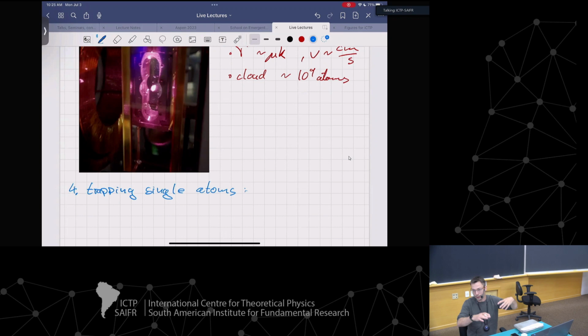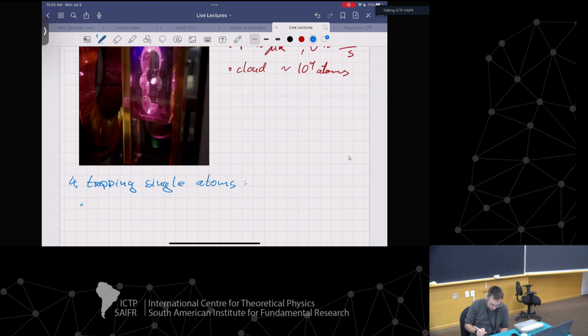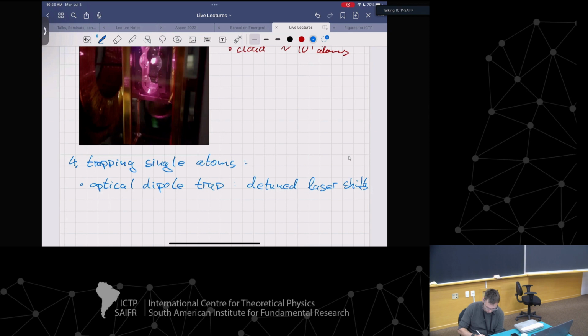And whenever there's a challenge with atomic physics, now we want to trap a single atom, the most likely answer is, okay, let's get another laser beam, another laser light to do this. So now out of this cold cloud of atoms, we're going to trap single atoms using not magneto-optical trapping, but just an optical, and it goes by many names, but some people call it an optical dipole trap. And the idea here is that a detuned laser shifts energy levels.